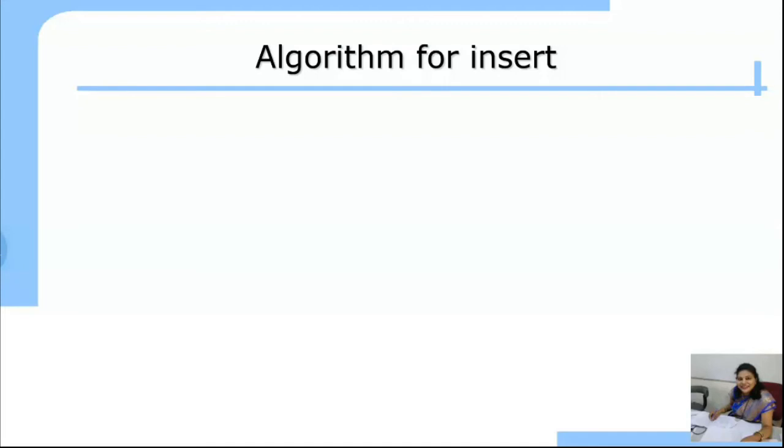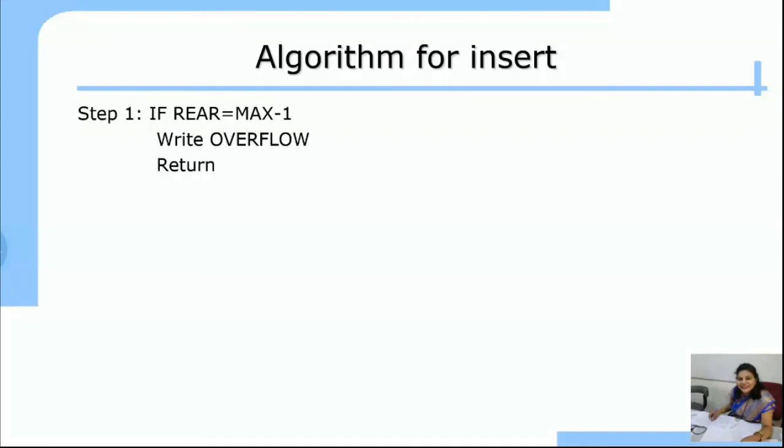Let us see the algorithm for the insert. The first step, of course, while performing the insert operation, your queue should not be full. That's why we first check whether there is a place or not. So we are checking if there is any overflow or not. So step 1, if rear is equal to max minus 1, then we write the queue overflow and return. Why return? Because we cannot perform the insert operation.